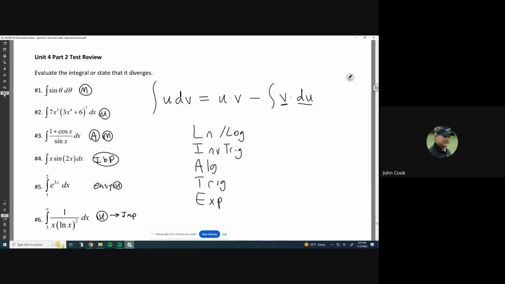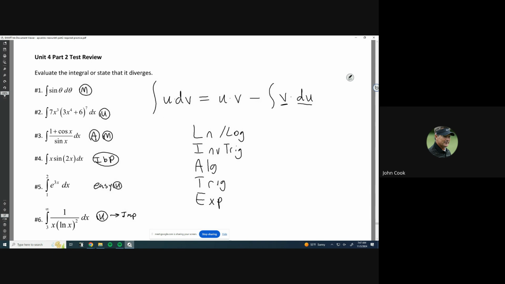All right, so let's start with our first integration by parts problem, number 4. So I've got x sine of 2x dx. Again, I went through a video telling you how you know it's going to be integration by parts. So let's just go ahead and do the integration by parts on this.